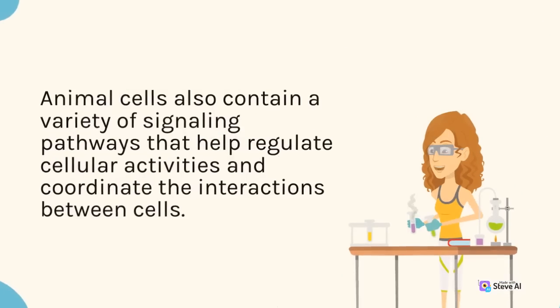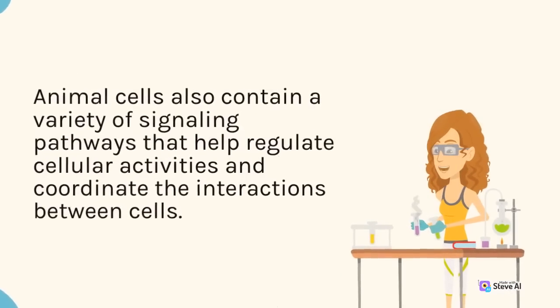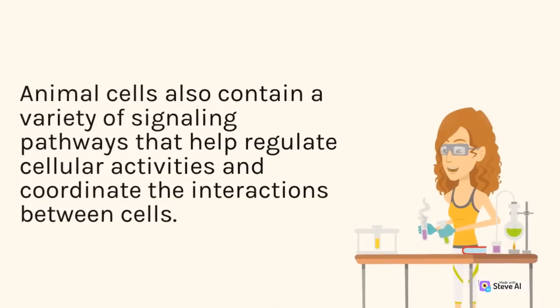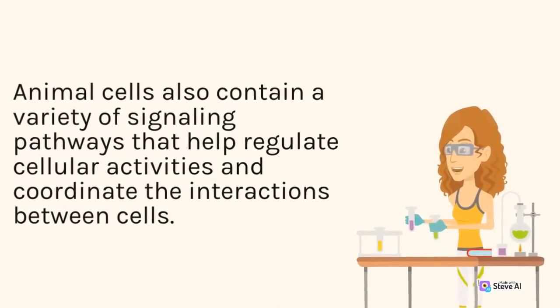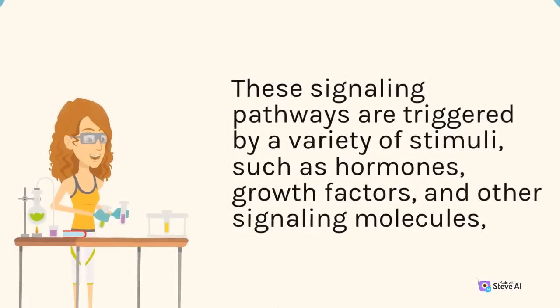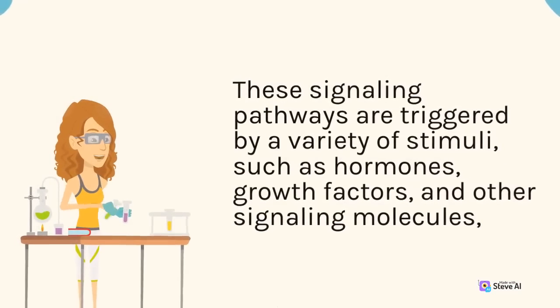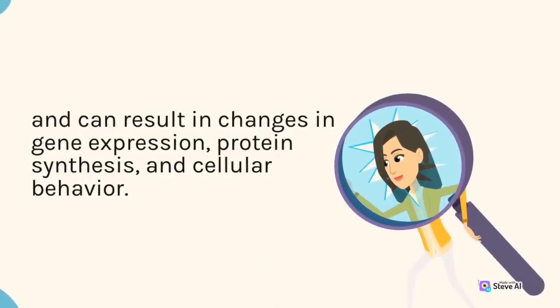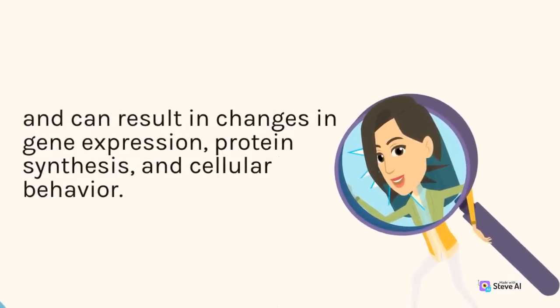Animal cells also contain a variety of signaling pathways that help regulate cellular activities and coordinate the interactions between cells. These signaling pathways are triggered by a variety of stimuli, such as hormones, growth factors, and other signaling molecules, and can result in changes in gene expression, protein synthesis, and cellular behavior.